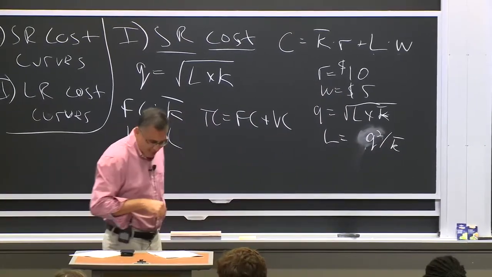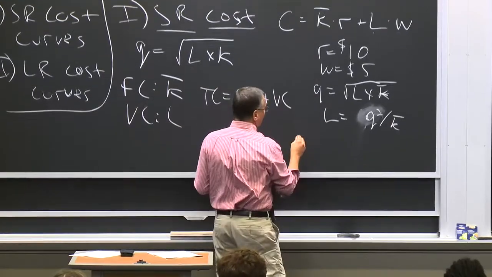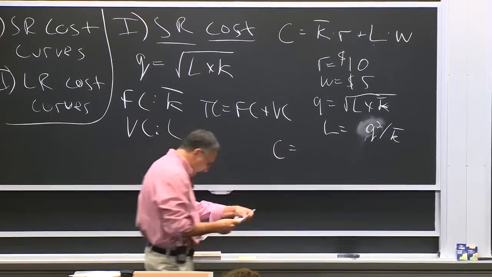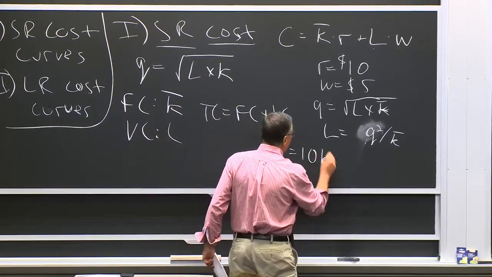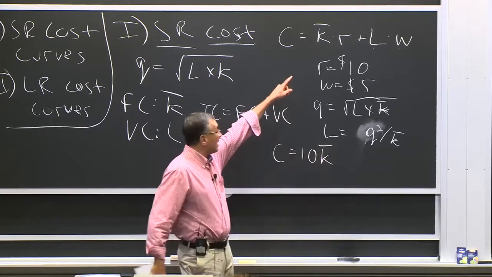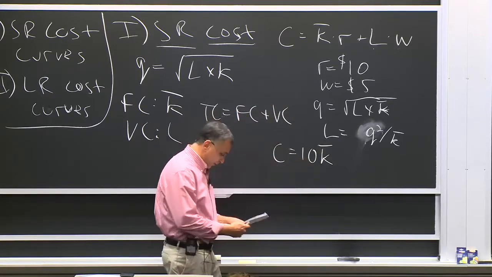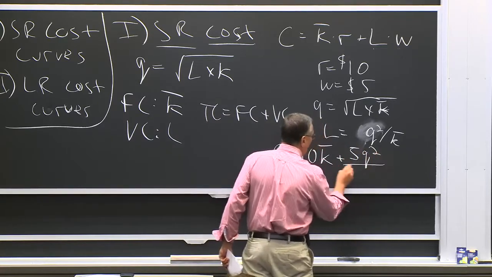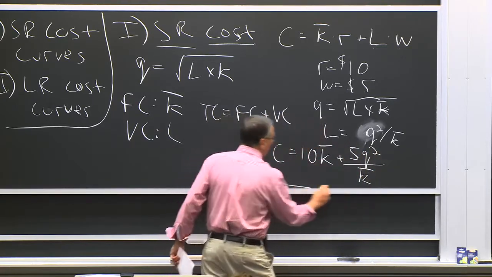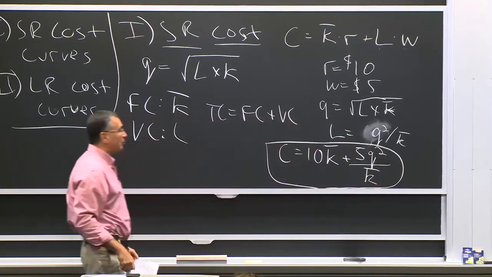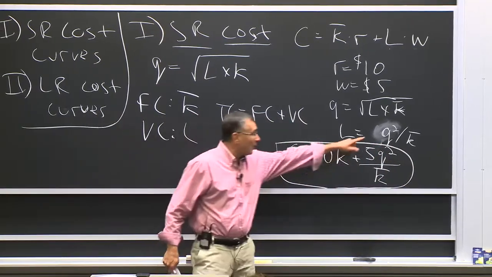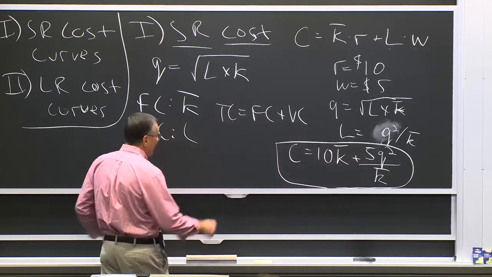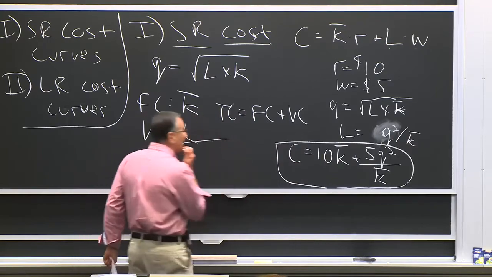Okay? And that means that costs can be written as 10 K bar. The rental rate is 10, and we have K bar amount of capital, plus 5Q squared over K bar. Okay, that's our cost function. I just plugged in for L and multiplied by the wage rate W, which is 5. So for a fixed level of capital, this is cost.